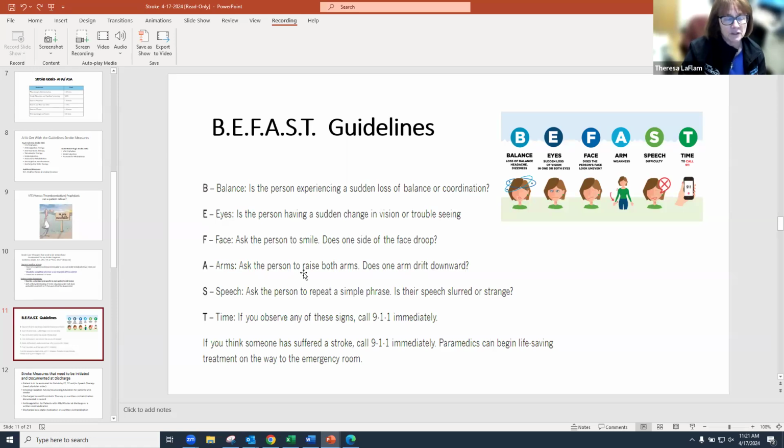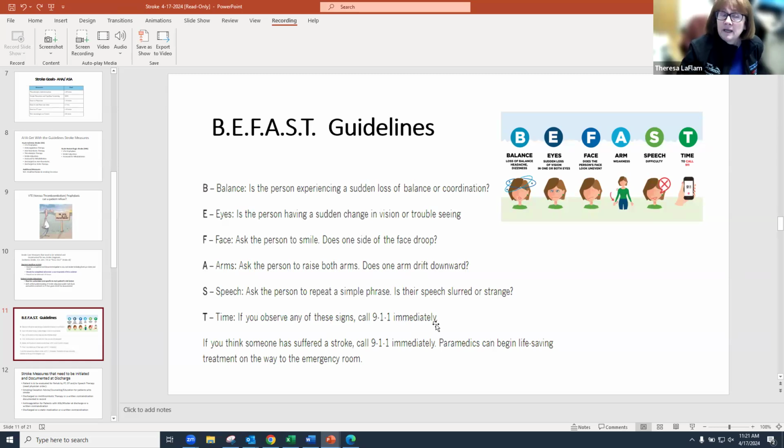drooping? Ask the person or patient to raise their arms up in the air. If they raise them both up in the air and one drifts down, we have one-sided weakness, then that is a stroke symptom. Speech, we ask them to speak, repeat a simple speech. Is their speech slurred, or are they just having trouble getting the words out? That's another stroke deficit.